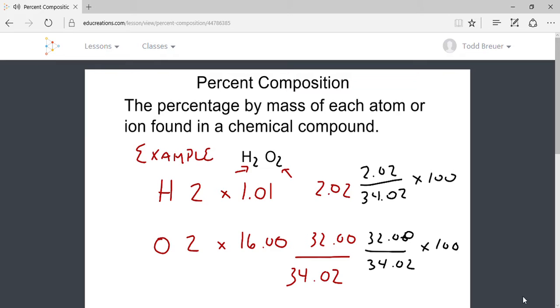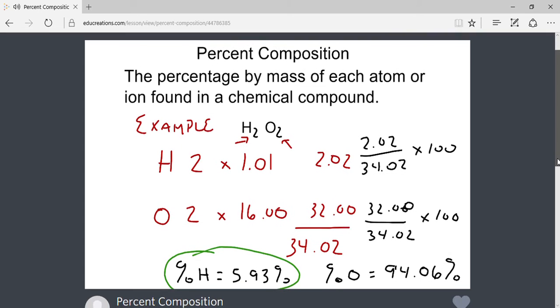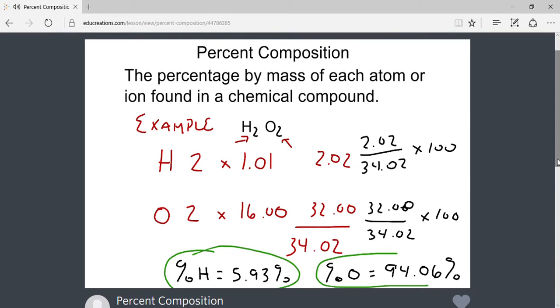Likewise, we would do the same for oxygen. The total mass contribution from oxygen would be 32 out of a total of 34.02, multiplied by 100 to get the percentage of oxygen. You can see that we arrive at 5.93% for hydrogen and 94.06% for oxygen. Again, the reason the oxygen is much higher in percentage has to do with the mass of an oxygen atom being much higher compared to hydrogen.